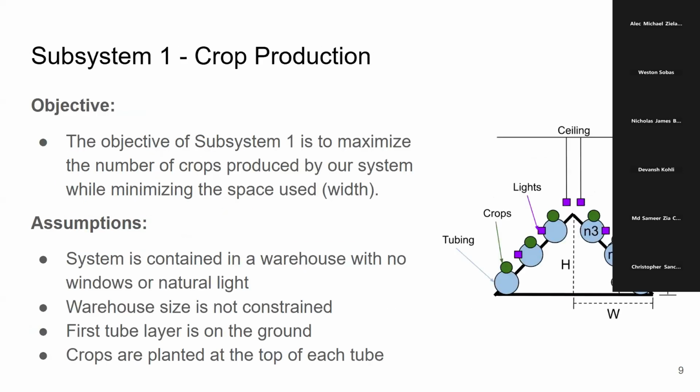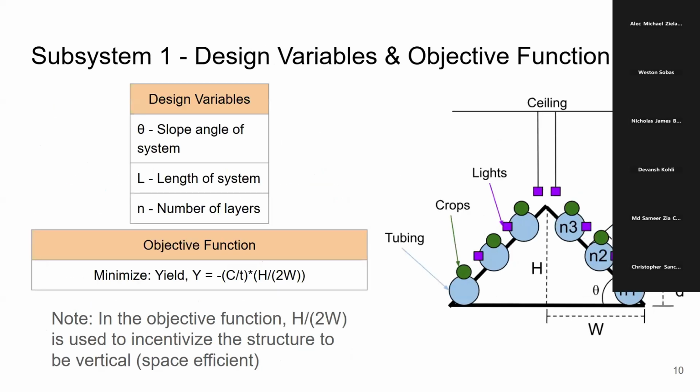Subsystem 1 is crop production. Subsystem 1's goal is to maximize crops produced while minimizing the space used. We also have some assumptions that we made for the subsystem. For subsystem 1, the design variables include the angle of the base of the ground, the length of the subsystem, and the number of layers. Also, the objective function finds the yield while taking the fraction of weight over the width to incentivize the system to be more vertical.